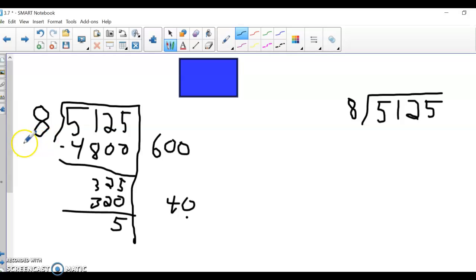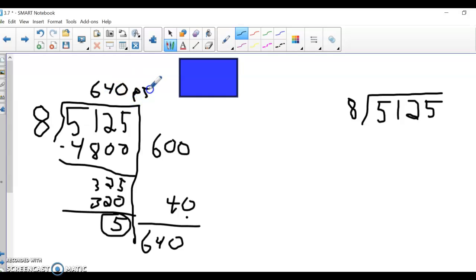I only have 5 left. I can pull out 0 groups of 8. So I have 0 more groups that I can pull out. So then this becomes my remainder. When I add them up, I now have 640. And my remainder is 5. So I'm going to write that up top, 640 with a remainder of 5. And now we'll look and see what happens when we use that shortcut method.